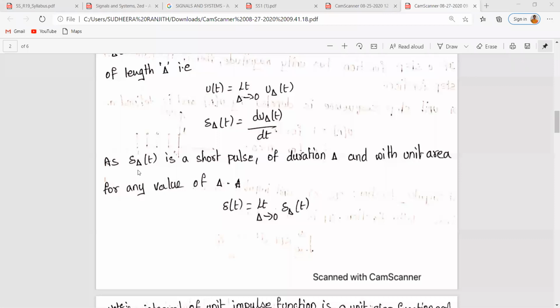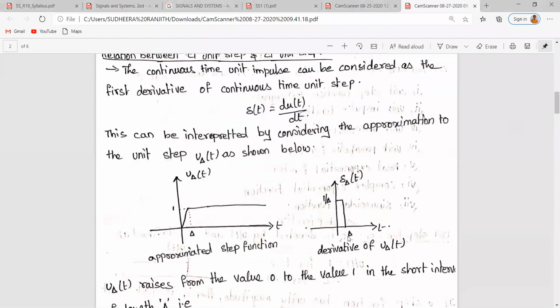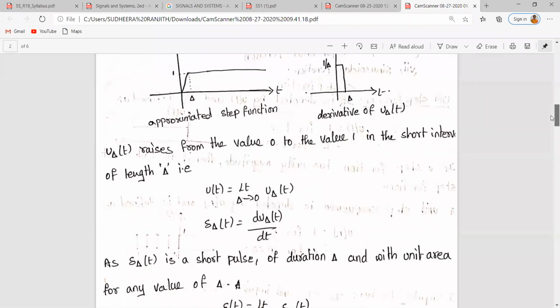So what is delta of t? Delta delta of t is a short pulse of duration delta with unit area for any value of delta. How do we say it has unit area? See, it is a rectangular pulse, right? What is the area of a rectangle? Area of a rectangle is equal to length into breadth. Here this has the length of 1 by delta and breadth of delta. So if we multiply these two, we will have the value of 1. Delta into 1 by delta is equal to 1, isn't it?